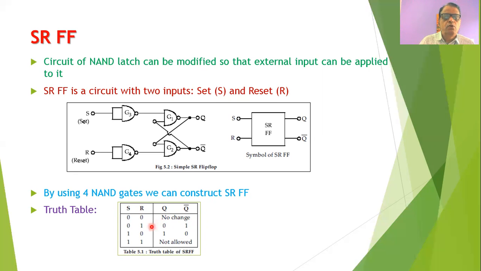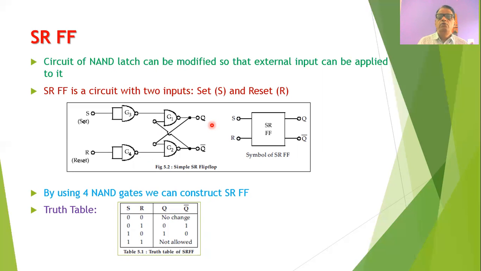When S is equal to 0 and R is equal to 1, one can easily observe that the output of the gate G4 will be equal to 0. And therefore, when any one input of the NAND gate is equal to 0, then the output is 1, and therefore the output of gate G2 will become 1. When it becomes 1, both the inputs of the gate G1 will become 1, and the output Q will continue to remain 0. So if the output Q is initially 0, then it will continue to remain 0.